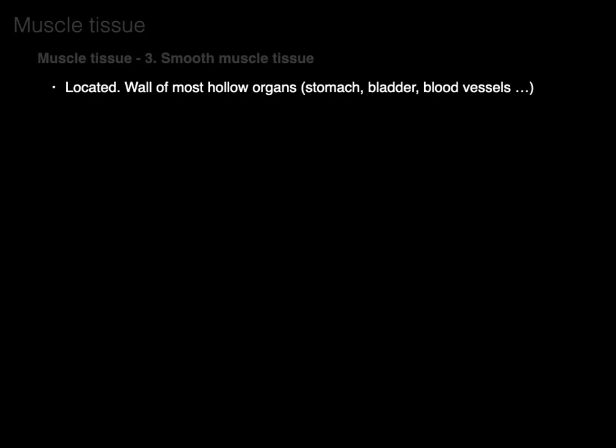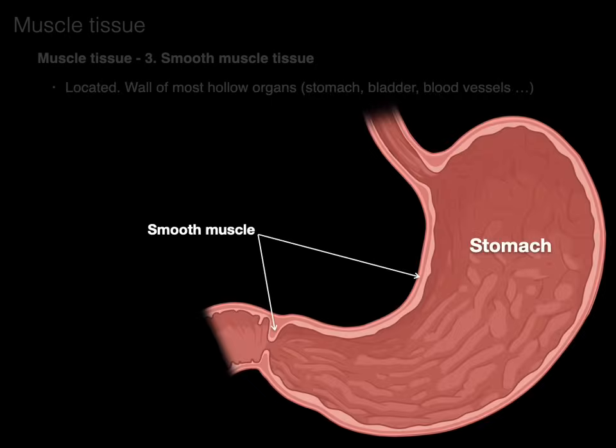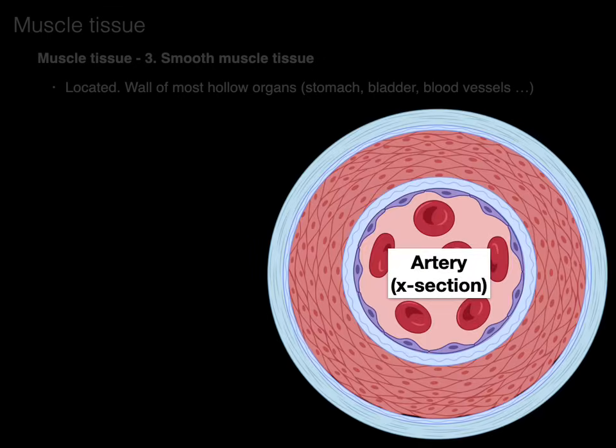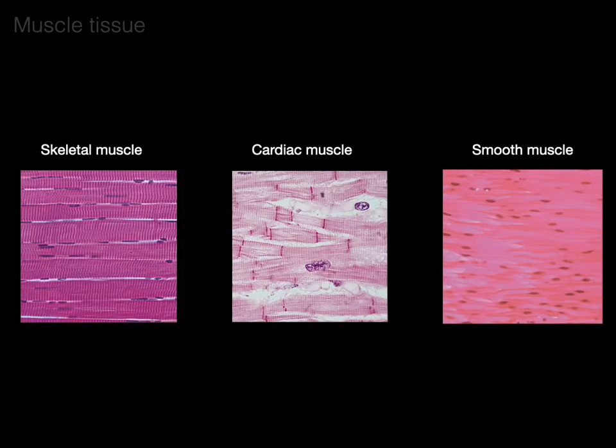And this is located in the wall of almost all of our hollow organs. Think stomach, small and large intestines, your bladder, blood vessels, uterus, uterine tube, urethra, and so forth. Like stomach, smooth muscle. Bladder, smooth muscle. There's a cross-section of an artery, smooth muscle, okay?